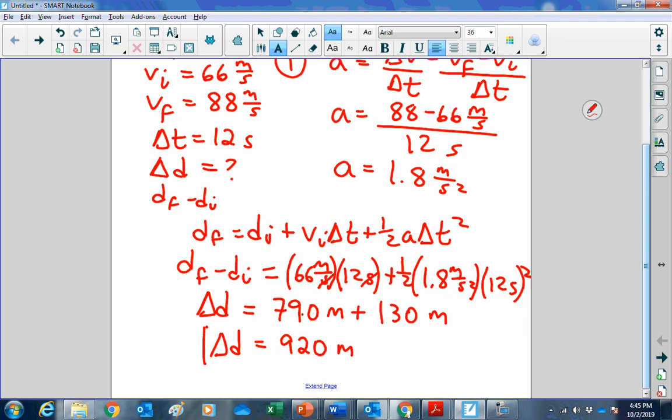Now, girls in class told me that if they rounded at the end, they got a much different answer, like 940. But on a test or a quiz, I'm not gonna mark you down for whether you round at the end or round in the middle, as long as you've got your sig figs correct.